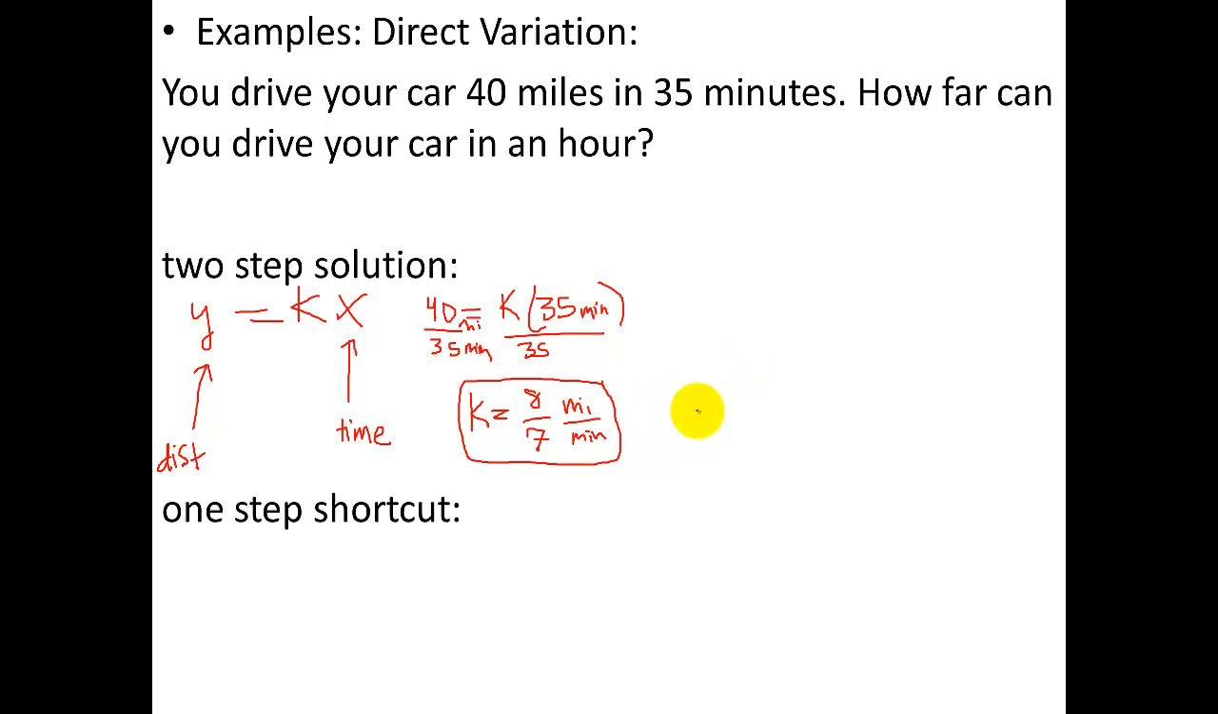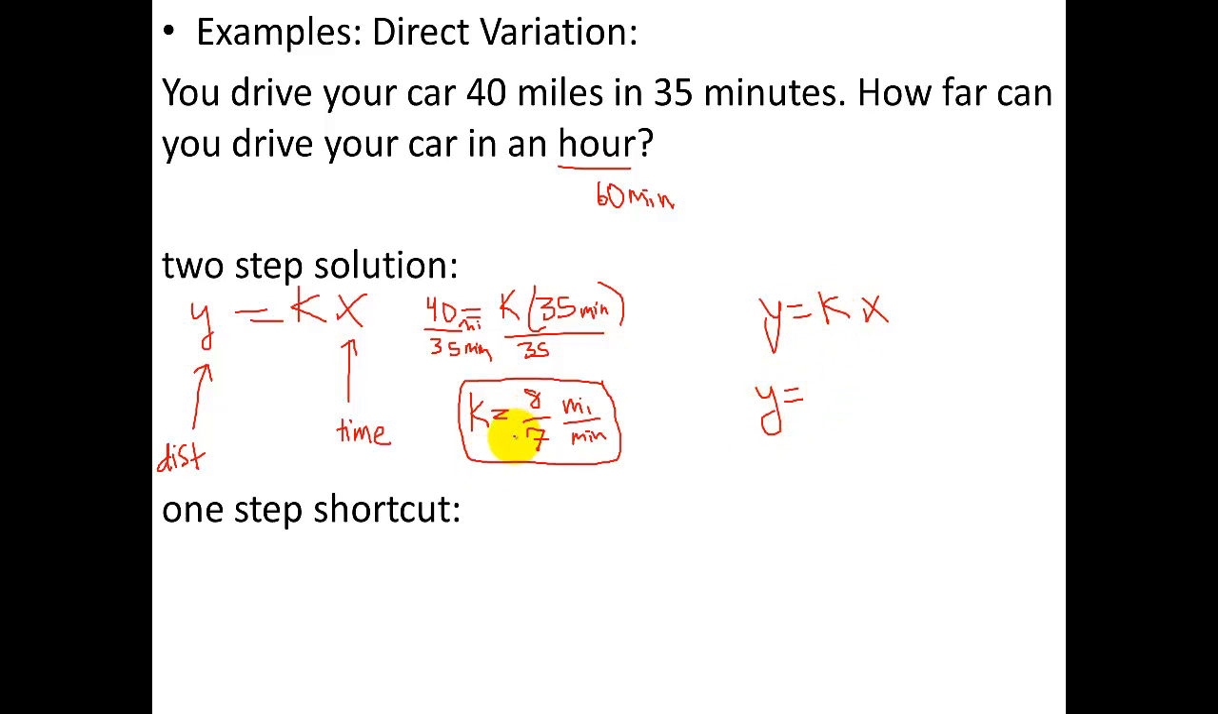Then part 2, how far can I drive my car in an hour? Well, this is 60 minutes, because our other one is in minutes, so we need to compare minutes to minutes. We can't compare minutes to hours. So we write the equation again, y equals kx. So I know that my time is 60 minutes, and I know that time is my x variable, and I'm asking how far I can go, which is the distance, which is my y. So I don't know the y value, so I leave that as a variable.